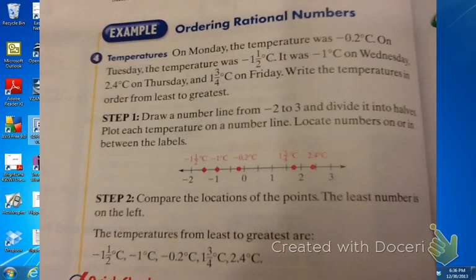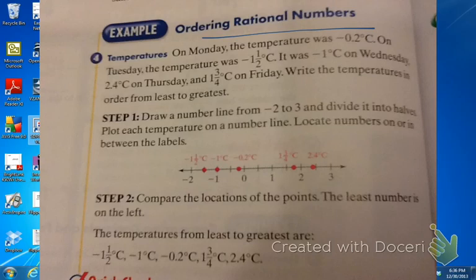Alright, so here's another example of ordering rational numbers. On Monday the temperature was negative 2/10 Celsius. On Tuesday the temperature was negative 1 1/2 degrees Celsius. It was negative 1 degree Celsius on Wednesday, 2.4 degrees Celsius on Thursday, and 1 3/4 degrees Celsius on Friday. They want you to write the temperatures in order from least to greatest, and they go ahead and say, let's draw a number line from negative 2 to 3 and divide it into halves to plot these temperatures on the number line. And they do that for you here.